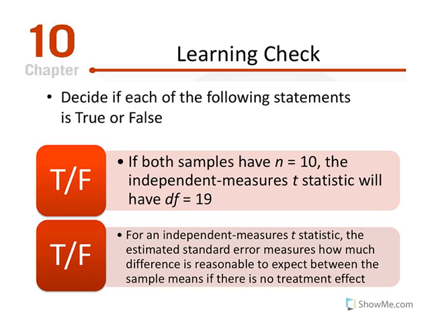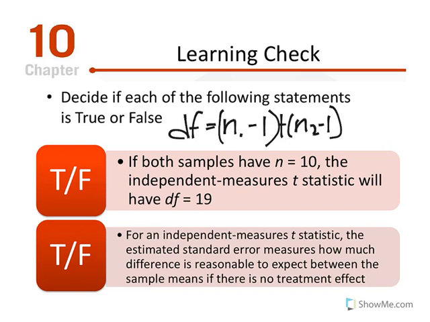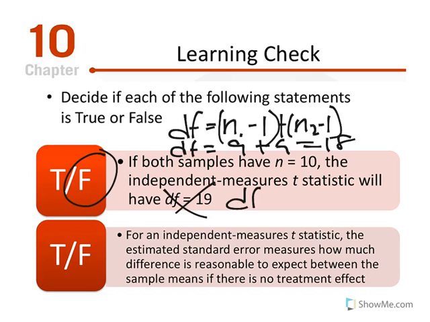Next, we'll decide if the following statements are true or false. First, if both samples have a sample size of 10, the independent measures t-test will have a degree of freedom equal to 19. Our equation for chapter 10 for degrees of freedom is as follows: n1 minus 1 plus n2 minus 1. So if each sample is equal to 10, that would be 10 minus 1, 9, plus 9, and that gives us 18. So this would be a false statement. It would not equal 19. The degrees of freedom would actually equal 18.